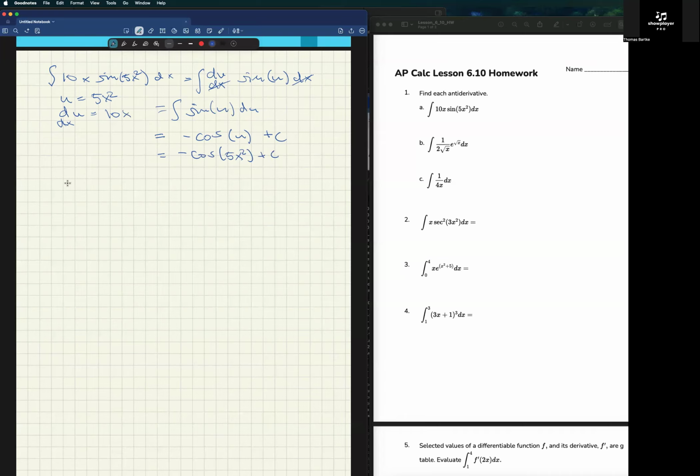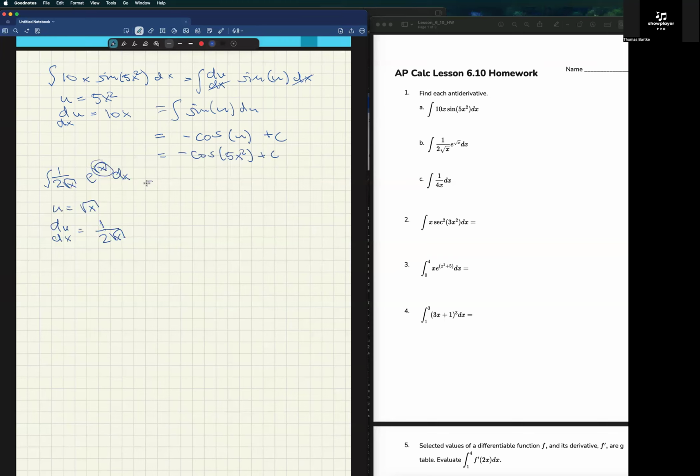Okay, the second one, we have b, that is 1/2 square root of x times e to the square root of x dx. It's also a pretty clear choice. The inside function here is the exponent to function on top of e. So we're going to just use that for u. U is square root of x. Du dx equals 1/2 over square root of x. So that's exactly what we need there.